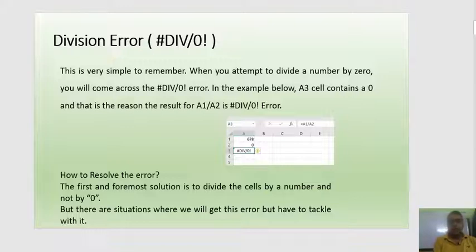So the first and foremost solution is to divide the cells by a number and not by 0. So replace the number 0 with some other number, and then there will be no error. But this is just one example. When you have thousands of numbers, it is difficult to replace each 0 with another number. So we will use error handling techniques in this case.